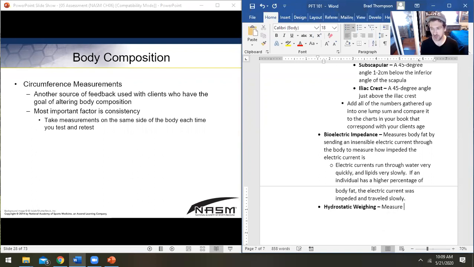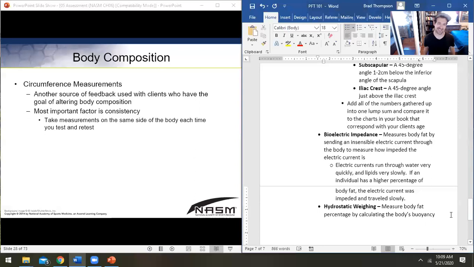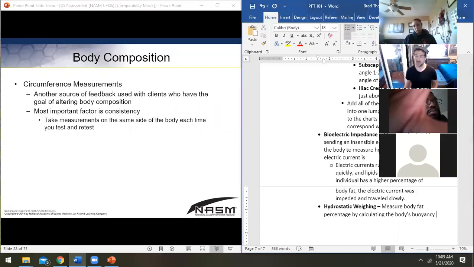We'll measure body fat percentage by calculating the body's, let's see if I can spell the word buoyancy. Not even close. Buoyancy. Buoyancy, that's right. I knew that. So that's how you're going to measure. You're basically looking for how buoyant your client is, right?